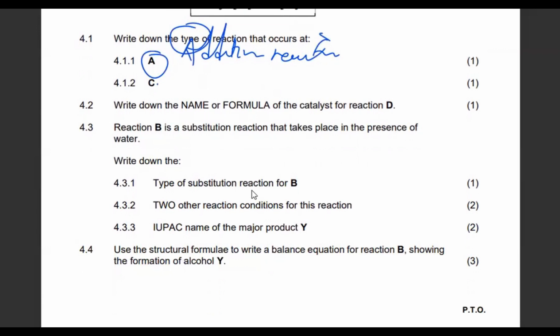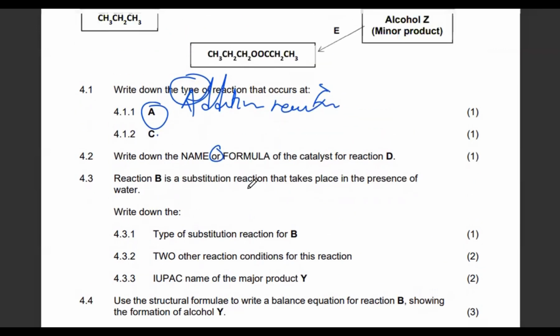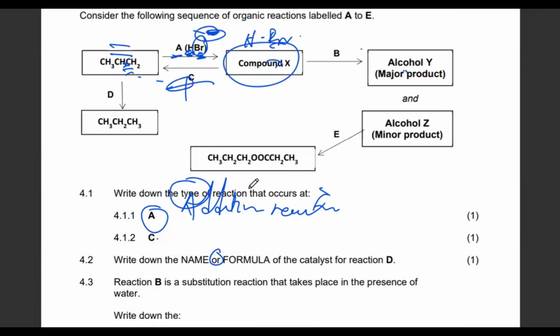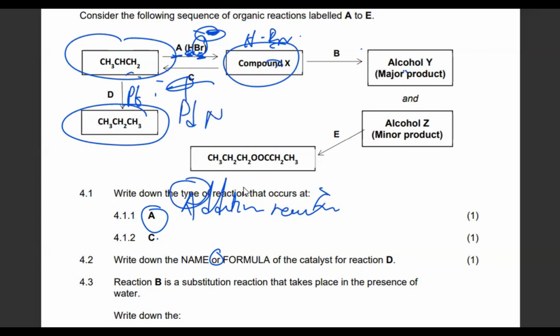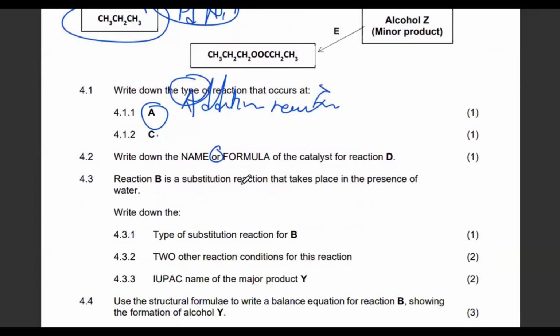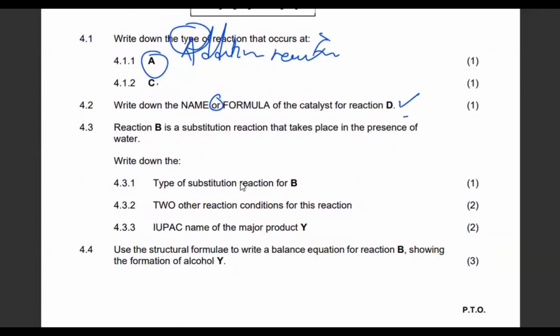Then another one: write down the name or formula of a catalyst for D. If you go back to D, which reaction is happening? You are going from a double bond to a saturated compound, from unsaturated to saturated. So here we expect you to write platinum. Palladium and nickel are also used, but the most commonly used is platinum. So those answers should be marked correct.